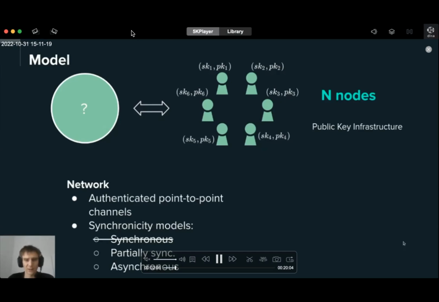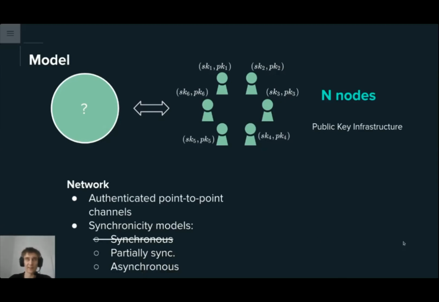Then there is an asynchronous model, which says that whenever a message is sent, it will eventually be received, but there is no bound on how much time it takes. And finally, there is a partially synchronous model, which is somewhere in between, but I will not give you the formal definition. I think there is general consensus that for blockchain applications, these two latter definitions, partially synchronous and asynchronous, are good enough, while the first one is too weak.